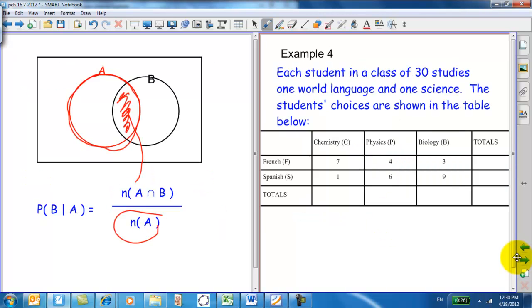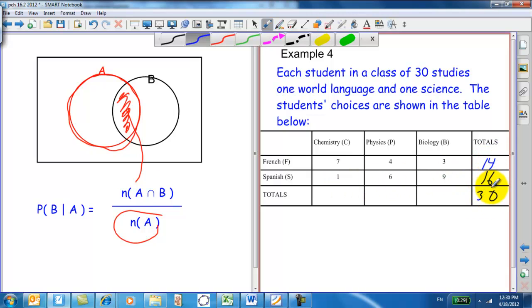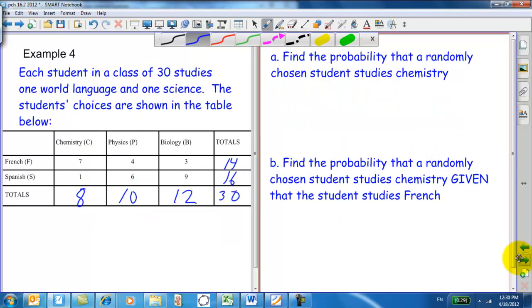Now, let's look at this example 4. Each student in a class of 30 students studies one world language and one science. The students' choices are shown in the table below. So now we can start adding up these because we're going to need these row totals. 7 and 4 is 11, and 3 is 14. 16 this way, for a total of 30 students. That checks. 8 take chemistry, 10 take physics, and 12 take biology. We add those up, those also add up to 30.